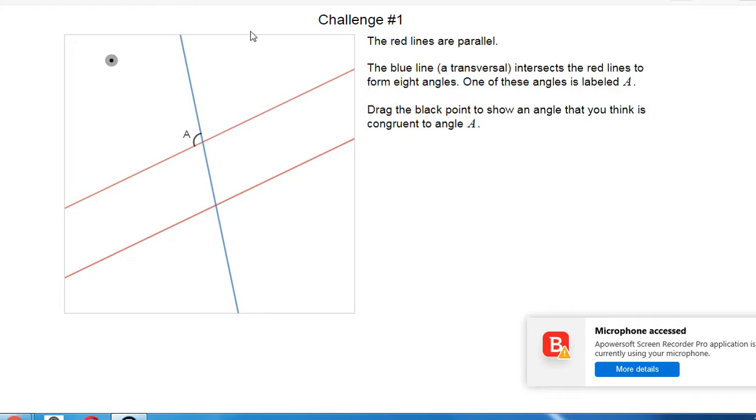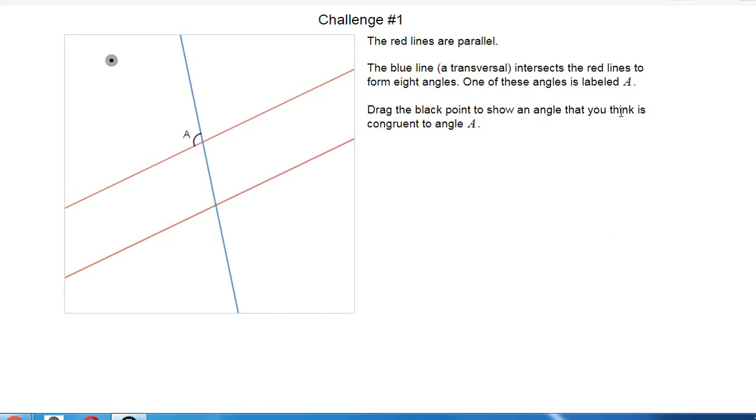Okay, so it could be any line. It could have been facing this way, or it could be coming from this angle. It doesn't really matter. And it says drag the black point to show an angle that you think is congruent. Congruent means equal to. So you would want to take a look at it, and anything that's directly across would be congruent. This point would also be congruent, and this point would also be congruent.